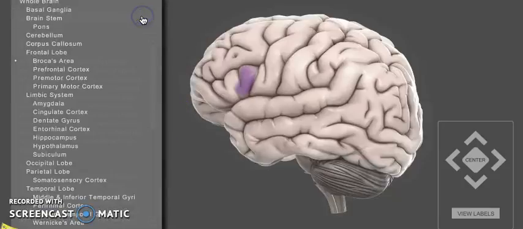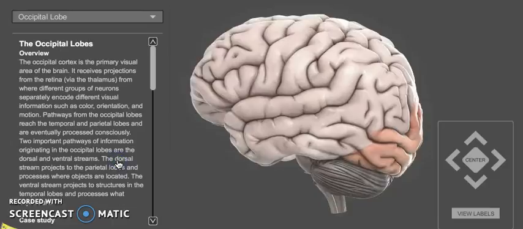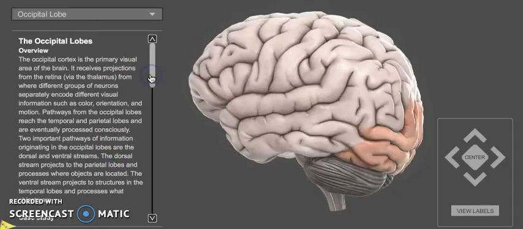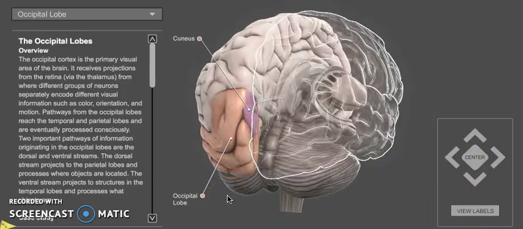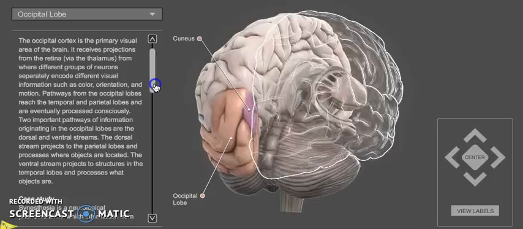We're going to go over to the occipital lobe in the back of the brain. The occipital lobe is the primary visual area of the brain, and this is where our brain receives encoded information such as color, orientation, and motion from the retinas in our eyes, and then processes that information and then sends it to where it needs to be. Pathways from the occipital lobes reach the temporal and parietal lobes and are eventually processed consciously.